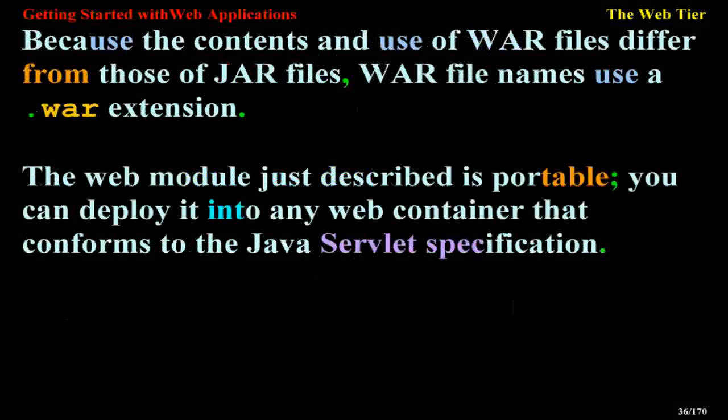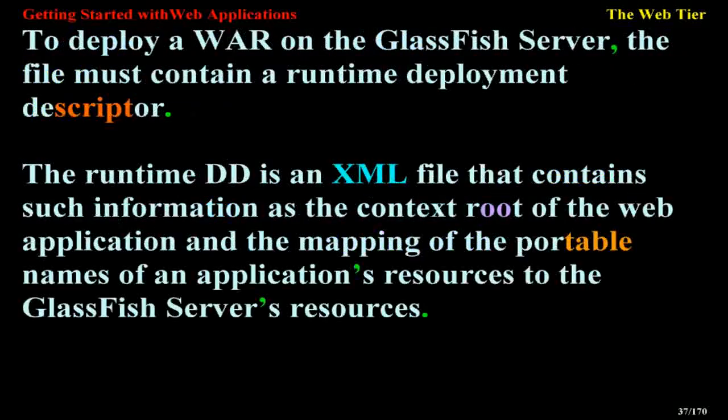Because the contents and use of WAR files differ from those of JAR files, WAR file names use a .war extension. The web module just described is portable. You can deploy it into any web container that conforms to the Java Servlet specification. To deploy a WAR on the GlassFish server, the file must contain a runtime deployment descriptor. The runtime DD is an XML file that contains such information as the context root of the web application and the mapping of the portable names of an application's resources to the GlassFish server's resources.